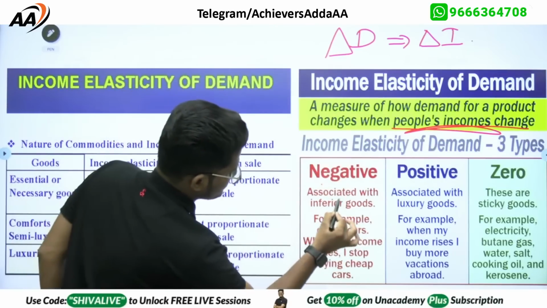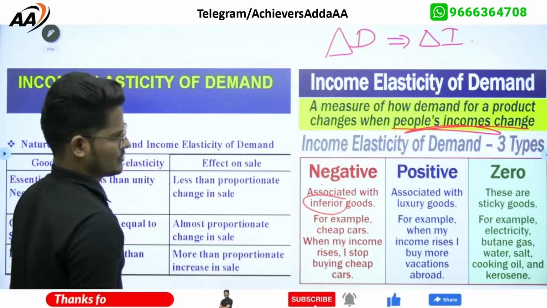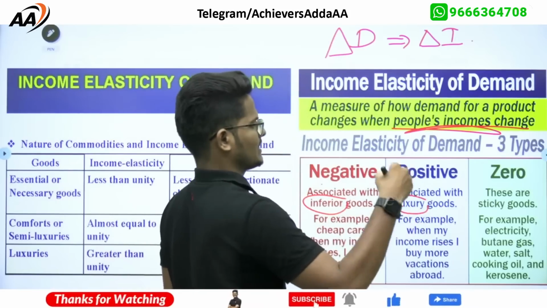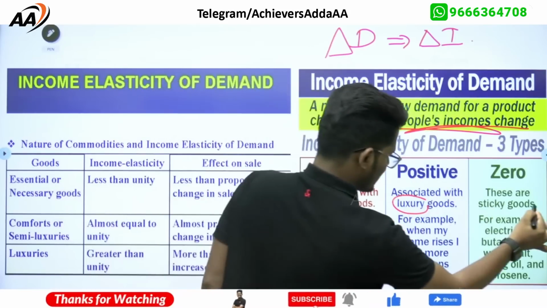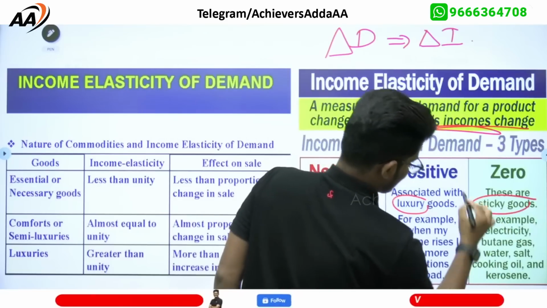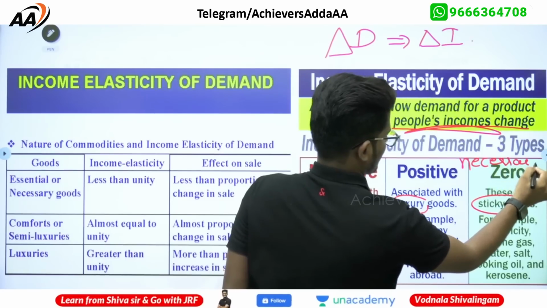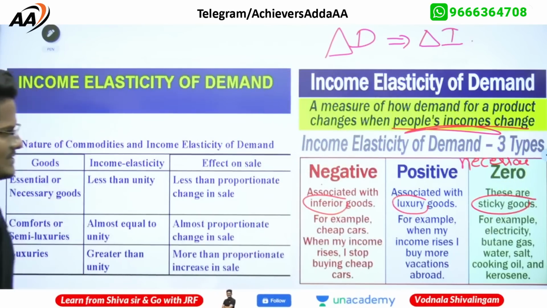Negative is associated with low quality, inferior goods. Positive income elasticity is associated with superior goods, which are high quality, luxurious goods. And zero income elasticity, sticky goods. These are necessaries. Necessaries come under the zero elasticity of demand.